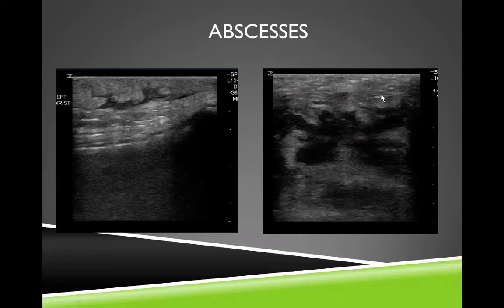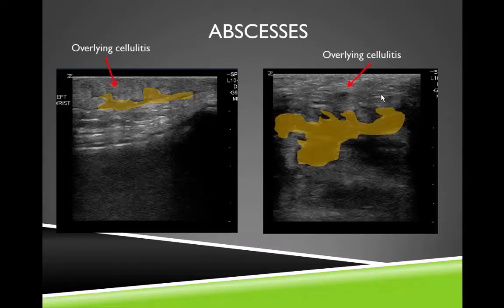So these are some abscesses that aren't quite prototypes, but these are still abscesses that probably need to be drained nonetheless. And I'll try to put some little outlines on there for you to highlight those. But it's important to know that sometimes abscesses look like this, so you don't miss them because they're not these perfect round black structures.